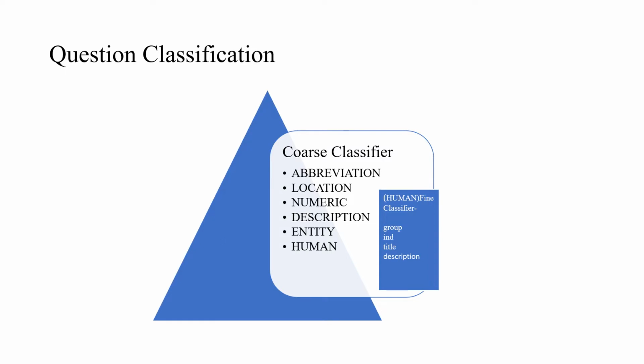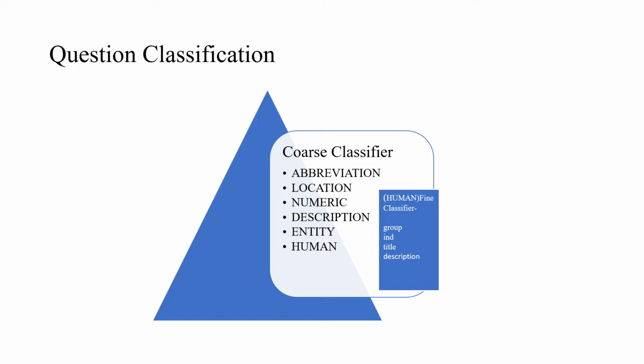Next one is question classification. A question is classified on the basis of the main classifier. Suppose the main classifiers are abbreviation, location, numeric, description, entity, human. It can be any of them. And each and every main classifier will have its subclassifier also.